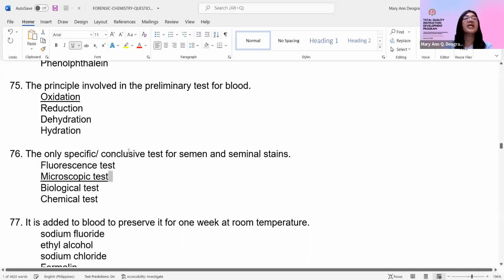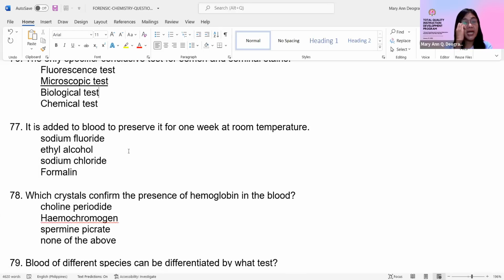Okay, next. It is added to blood to preserve it for 1 week at room temperature. Alin dyan yung ideal preservative for blood? It's sodium fluoride, ethyl alcohol, sodium chloride, or formalin. Okay, letter A. It's not sodium chloride. It's sodium fluoride. Ang sodium chloride, that is a saline solution, di ba? Ang saline solution, that is just to activate the blood cells. Ang magpe-preserve sa kanya is the sodium fluoride.